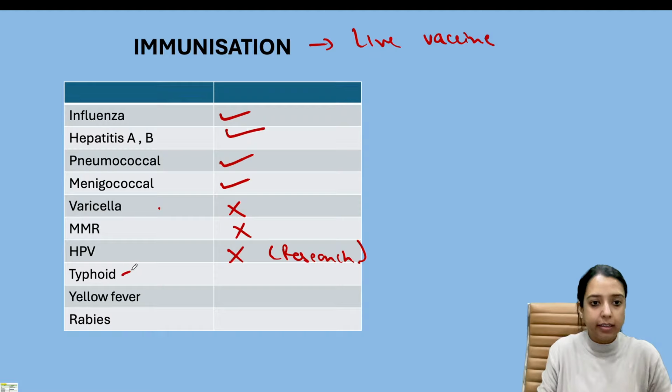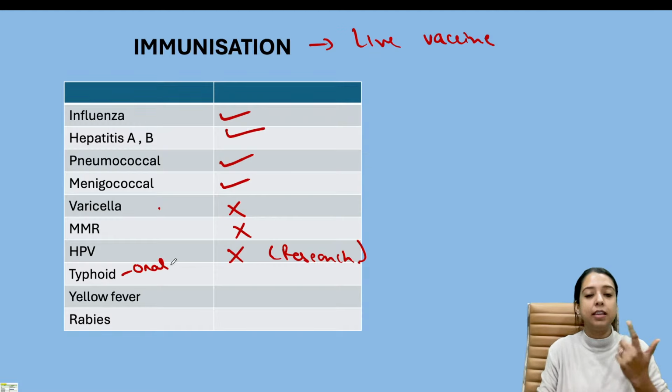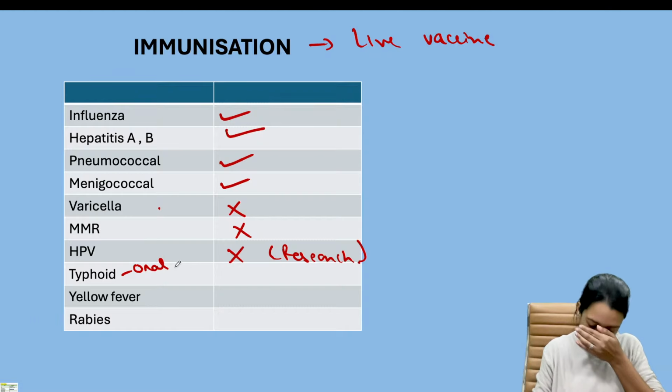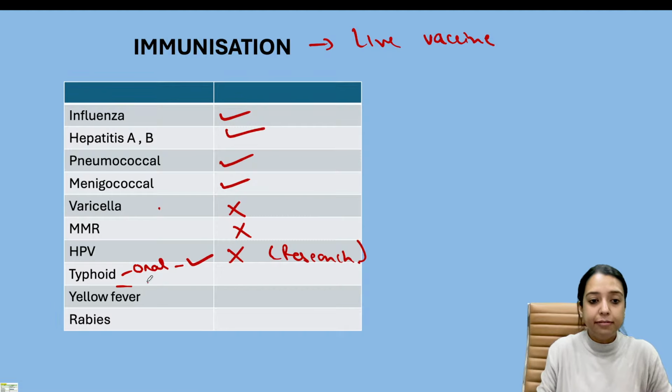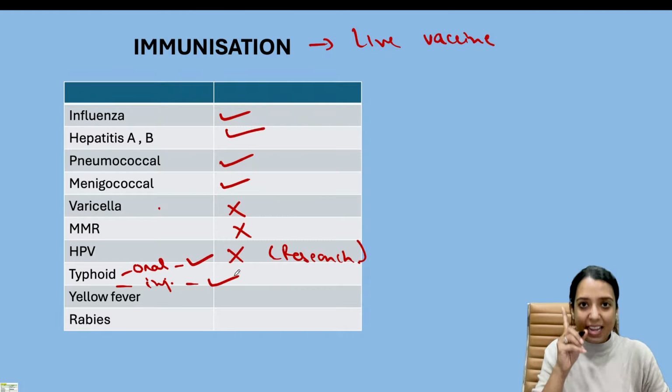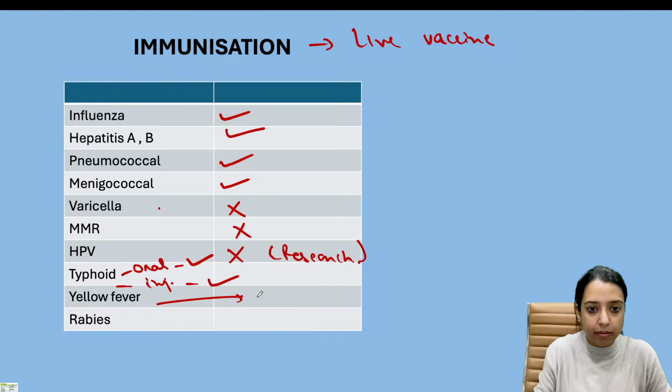Typhoid की 2 आती हैं. Typhoral, जो typhoid oral देते हैं, that is killed. नहीं, typhoral is live, you can't give it. But typhoid injectable, that is killed, that can be given. Only live vaccine that can be given is yellow fever. Yellow fever is a live vaccine and the only live vaccine that I can give in pregnancy.